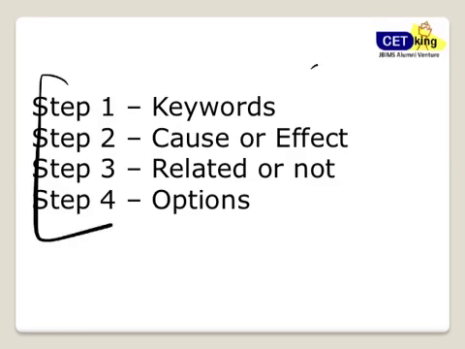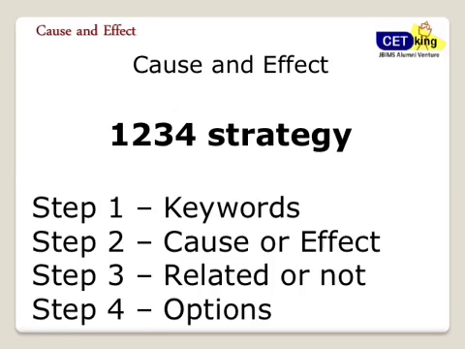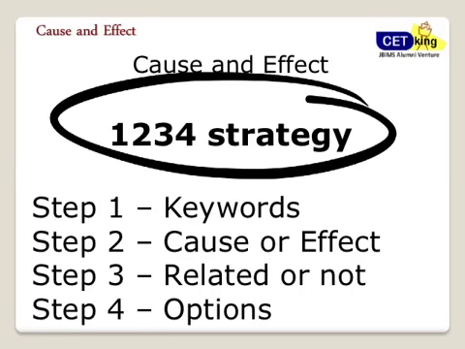So this is a 4-step approach I use at Cetking. So 1, 2, 3, 4 approach. Step 1 is looking at the keywords. Step 2, finding out whether it's a cause or effect. Step 3, are they related or not related, and number 4 is using options. Alright, so that's your 1, 2, 3, 4 strategy.